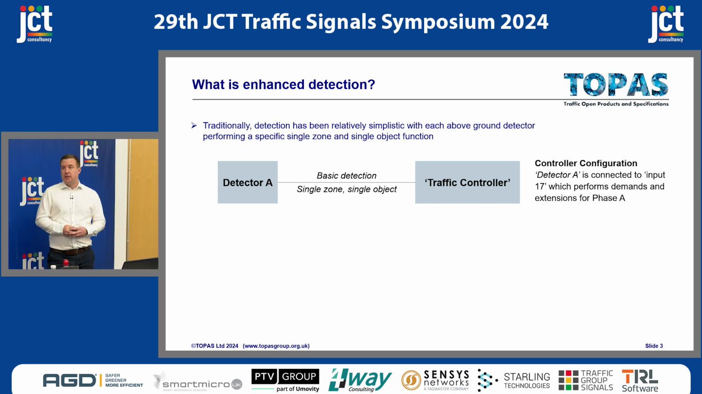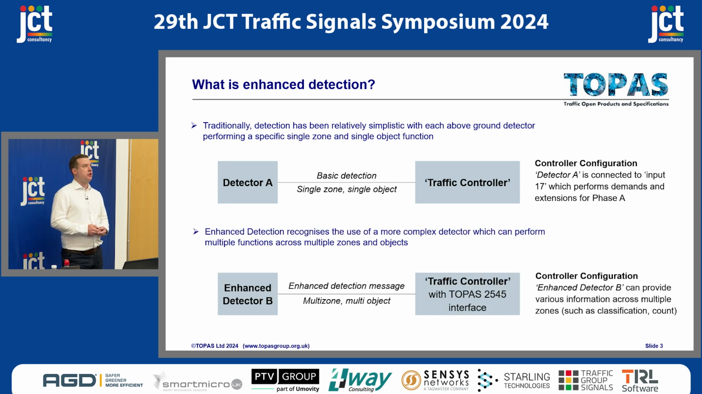And that message is a fairly dumb message. It's just a one-off, an on-off. And it's just performing one task. So in the example there, I've just said detector A is connected to an input in the controller, and that's providing a demand or an extension for phase A. So that's what we're used to with traditional detection.